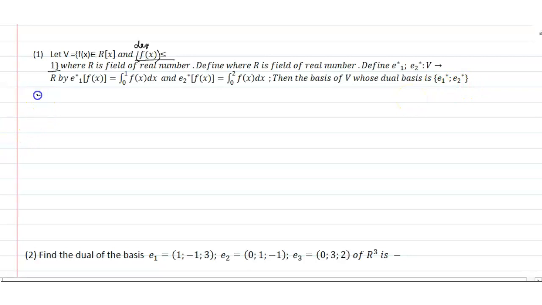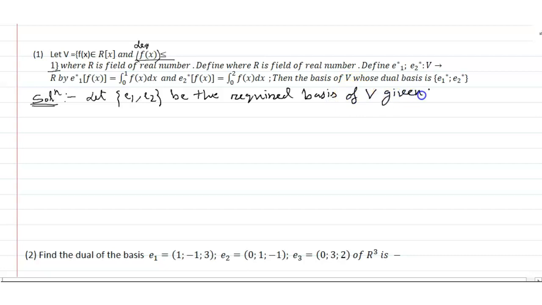So let's start to solve this problem. Solution. Let E1, E2 be the required basis of V, given by E1 equals A1 plus B1x and E2 equals A2 plus B2x. Since the degree of f(x) is less than or equal to 1, I can choose the basis E1 equals A1 plus B1x and E2 equals A2 plus B2x.